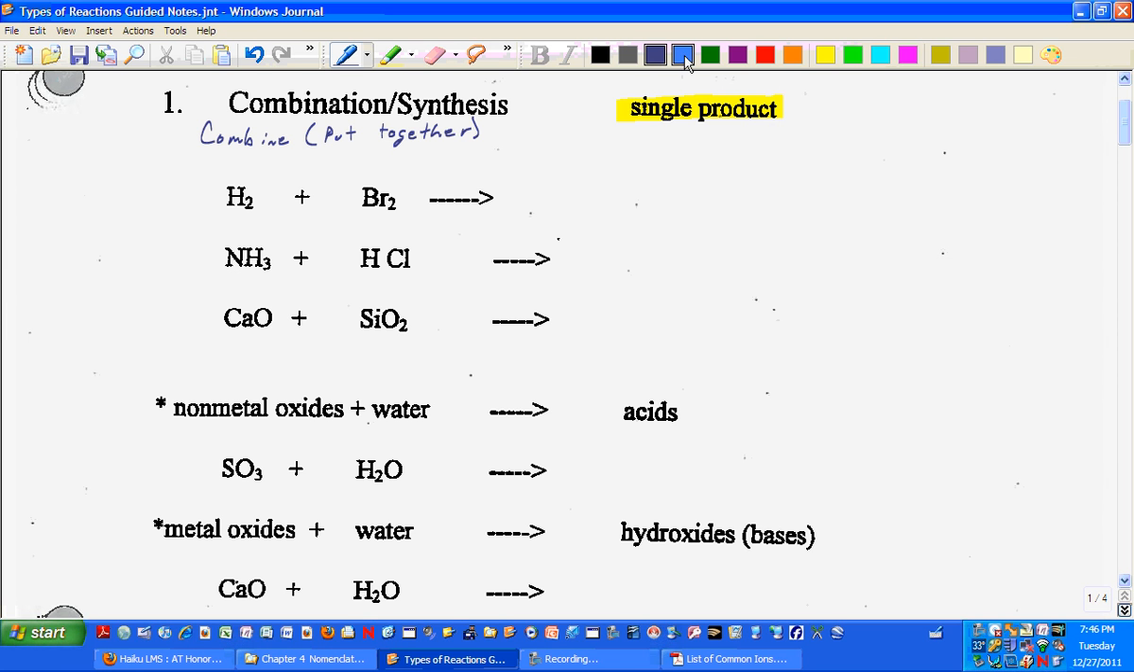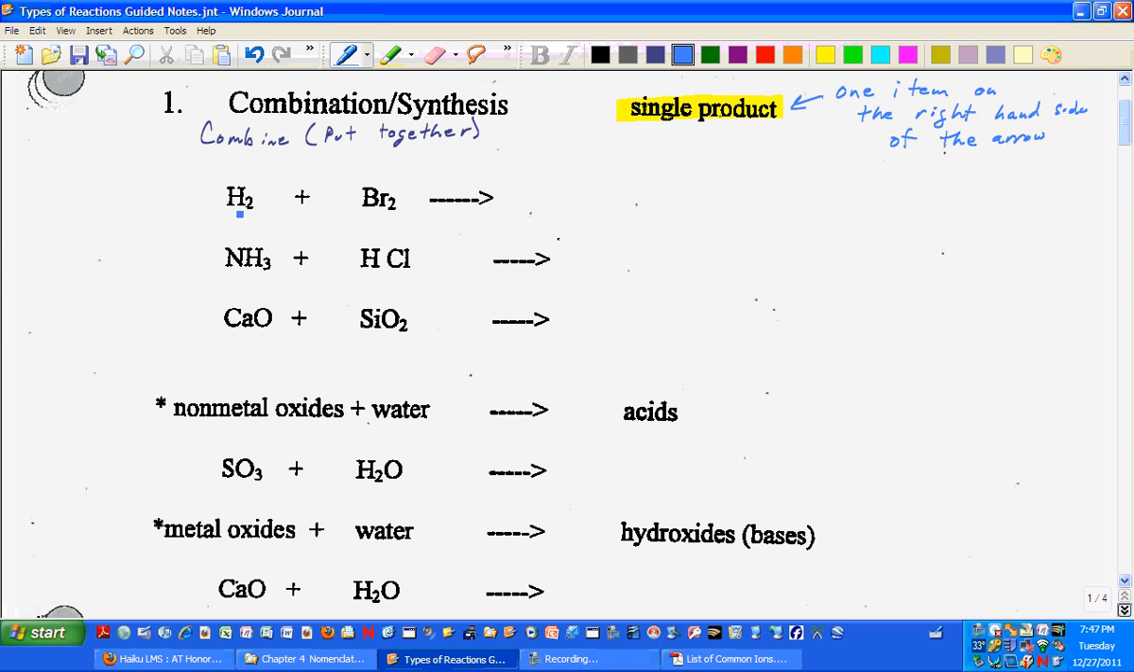So a single product means we'll have one thing on the right-hand side of the equation. One item on the right-hand side of the arrow. That is our visual clue that we have a combination or synthesis reaction.